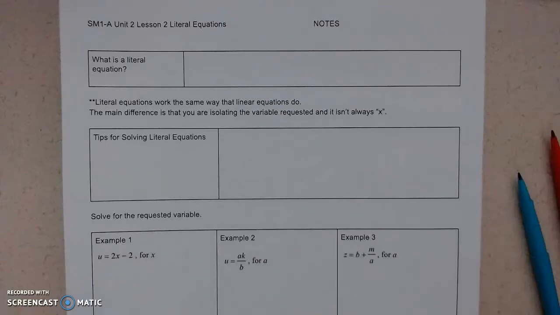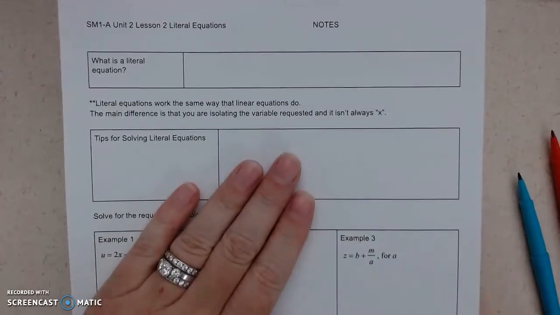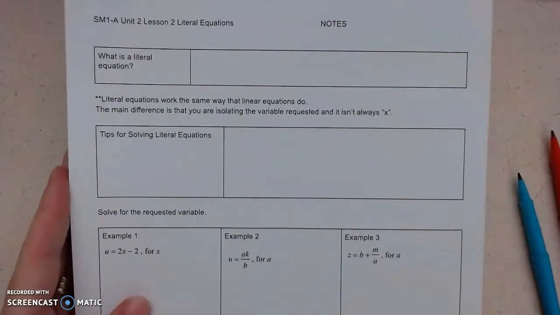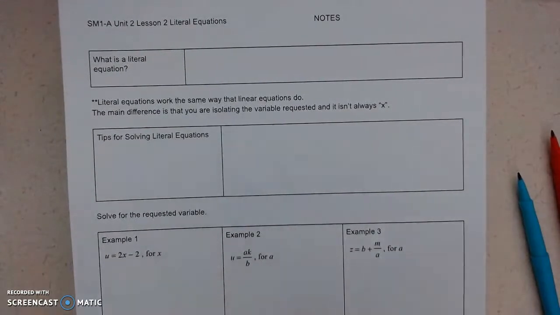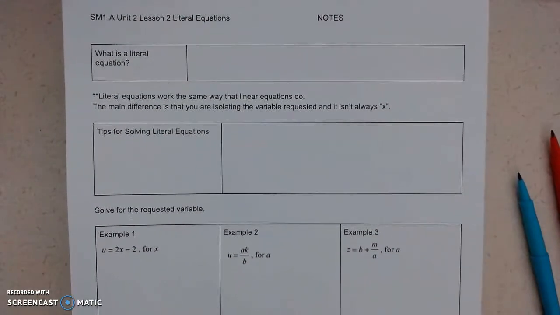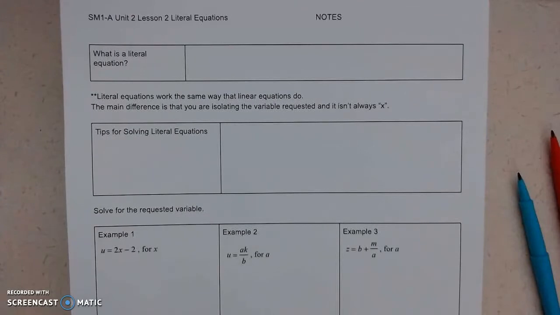All right, we're going to talk about Unit 2, Lesson 2, which is literal equations. Now, generally, these are usually the most confusing for students, but you're not trying to understand what the equation represents. You're just trying to get one of the letters that they want all by itself. So it's just like solving. It's just going to have a lot more letters than you're used to.